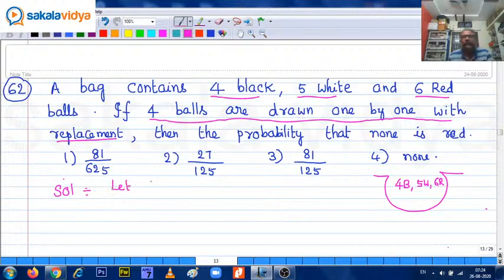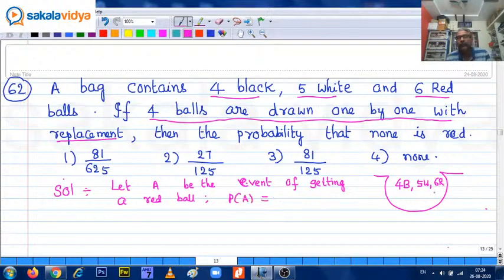Let A be the event of getting a red ball. So P of A is equal to probability of getting red ball is 6 upon 6 plus 5 is 11 plus 4 is 15. This will be 3 2s are 6, 3 5s are 15, 3 by 5. Probability of getting the red ball.